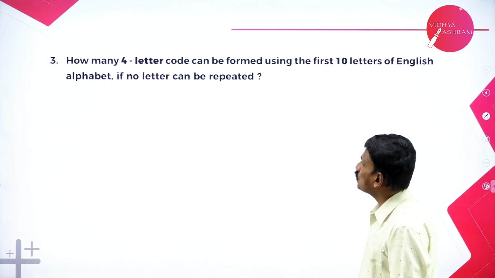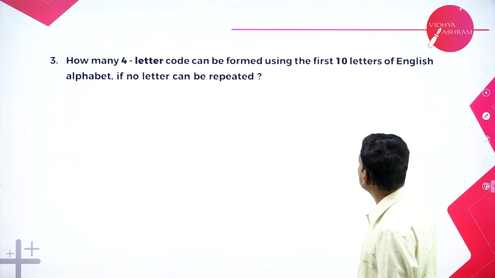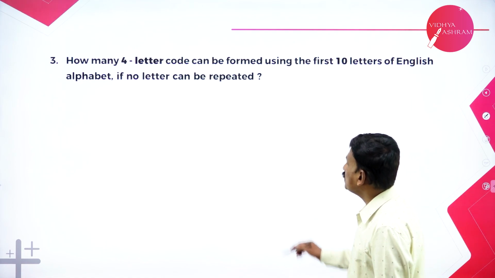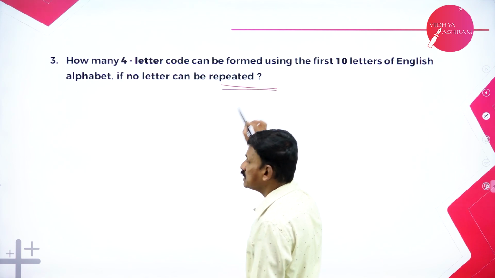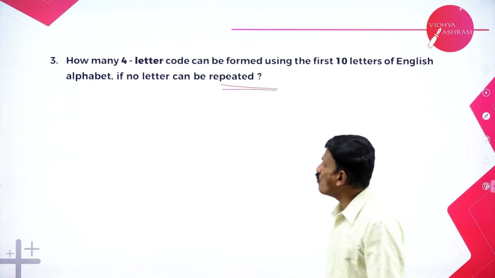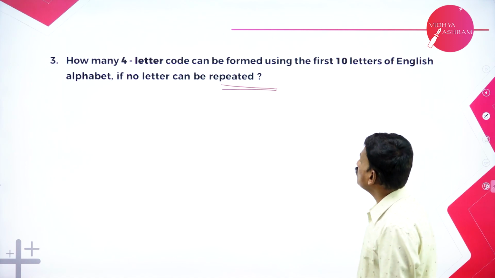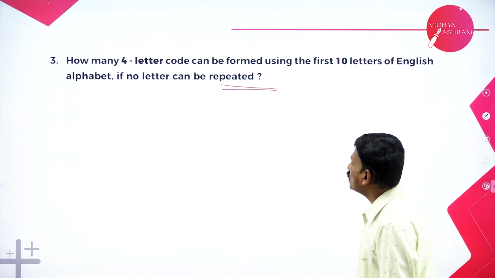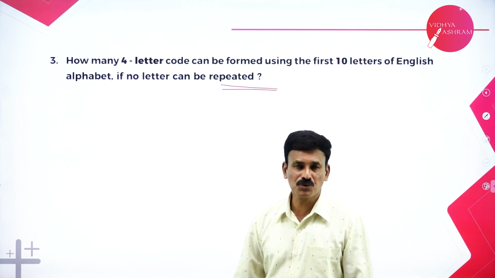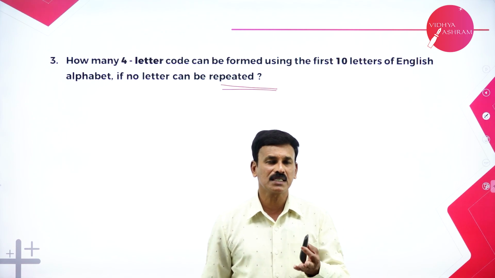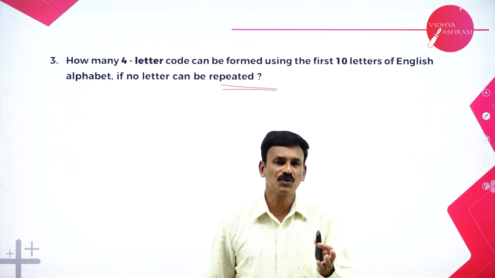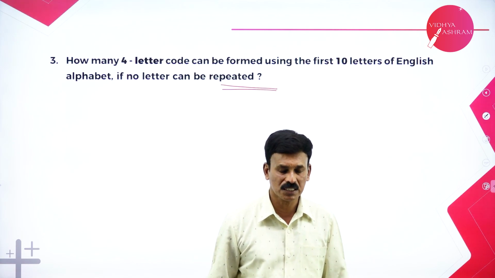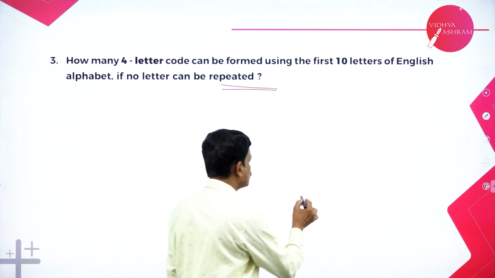Third one: how many 4-letter codes can be formed using the first 10 letters of the English alphabet if no letter can be repeated? That means repetition is not allowed in this case. If there is no repetition, how many 4-letter words can be formed with the 10 letters? So, 4-letter words with 10 letters of the English alphabet. What are the 10 letters?